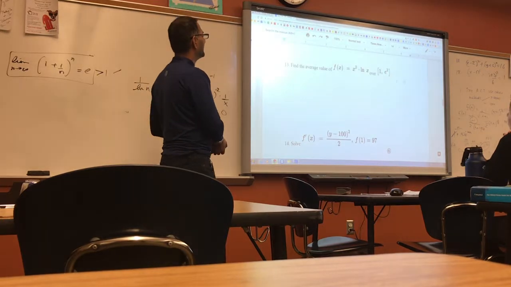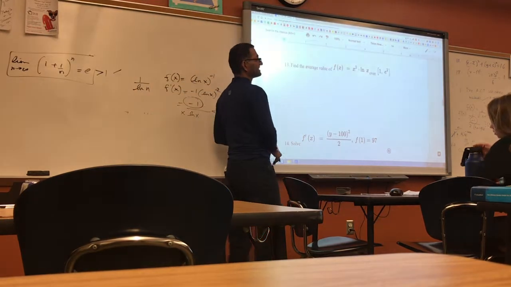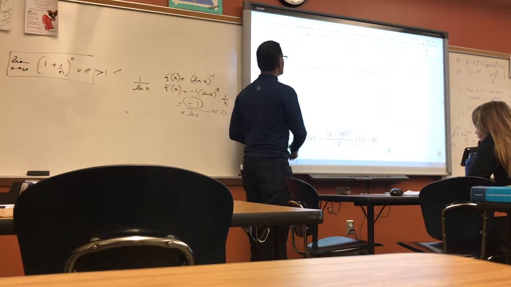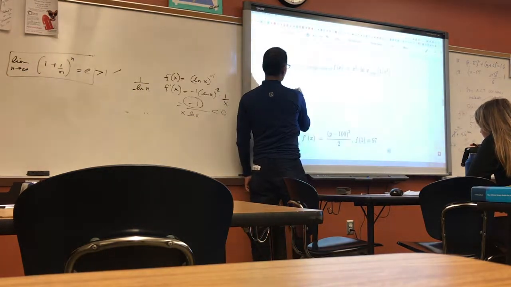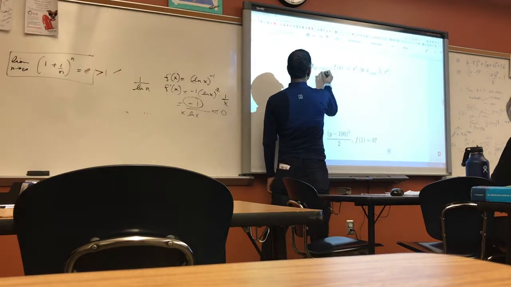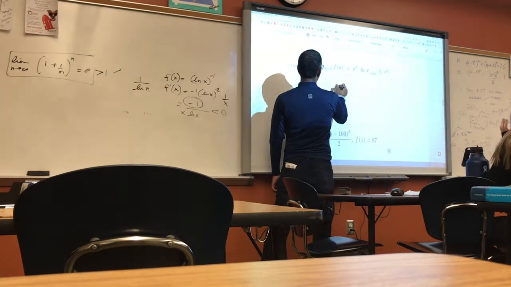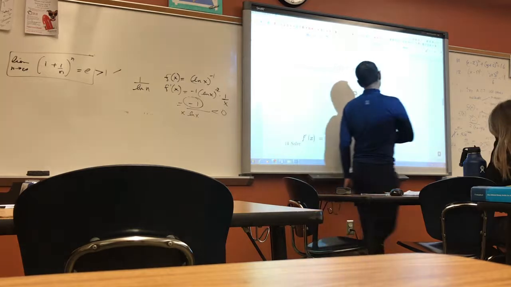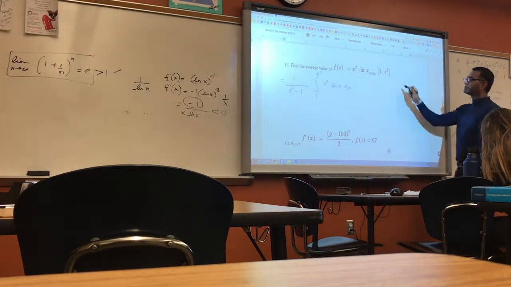All right, guys, it says find the average value. 1 over b minus a, so 1 over e squared minus 1, integral from 1 to e squared of x squared ln x dx. This is an easy one. Careful. How should I choose f? F is ln x, very good.